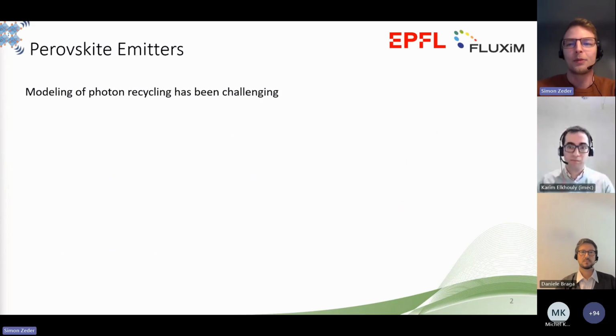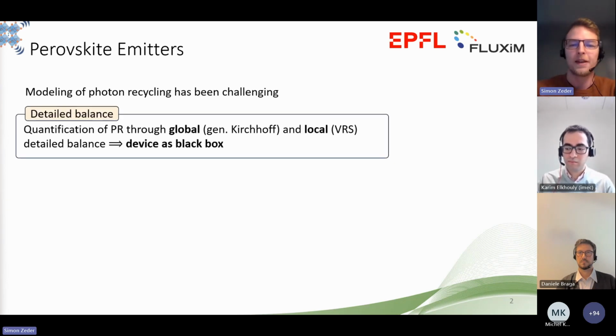Now, the modeling of photon recycling has indeed been challenging up to now. There exist a few approaches, each with benefits and downsides, to tackle this challenge. The simplest approach is to employ detailed balance considerations, where one usually relates global and local detailed balance models. This, however, has the drawback that it treats the device mostly as a black box, so you're not really getting any information about what's going on inside the device.